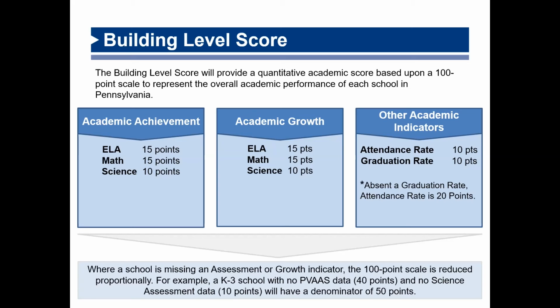What if I have a K-3 school? In that achievement bucket, they're not going to have the science score because that's a fourth grade test. In the academic growth, they're not going to have growth because they're third grade. So that whole middle section will be gone. And then the last section, they're not going to have graduation, but they'll have attendance. So that's still 20 points. So their 100 point scale is then reduced to 50 points, okay? So that's where that comes in.